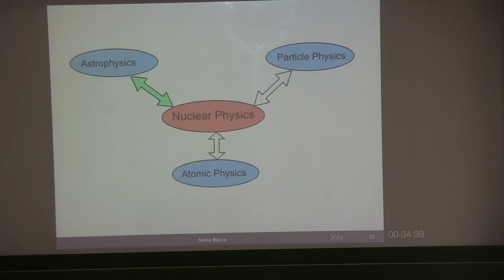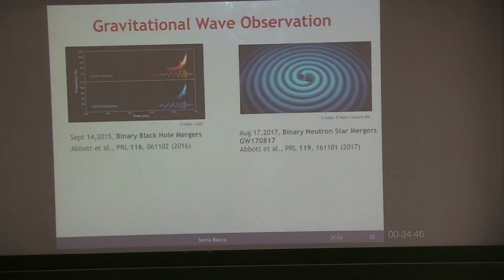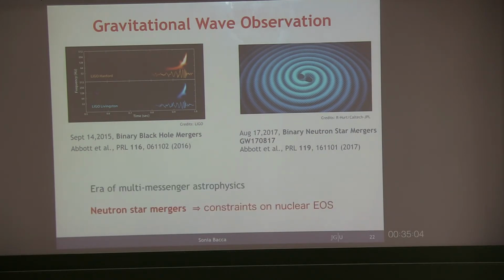Now let me talk briefly about the connection to astrophysics. So as you all know, gravitational wave observations have not only seen the merging of two black holes, but also the merging of two neutron stars. And this is going to be very important for nuclear physics, because in the so-called multi-messenger era of astrophysics, we expect these measurements to provide new constraints on the so-called equation of state of nuclear matter.